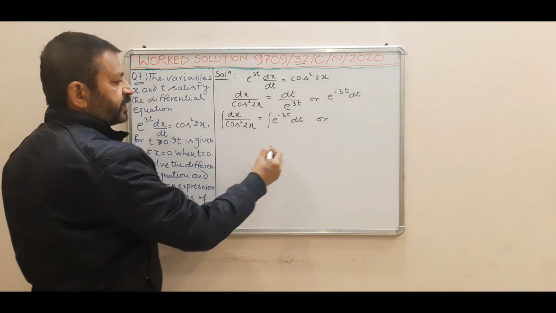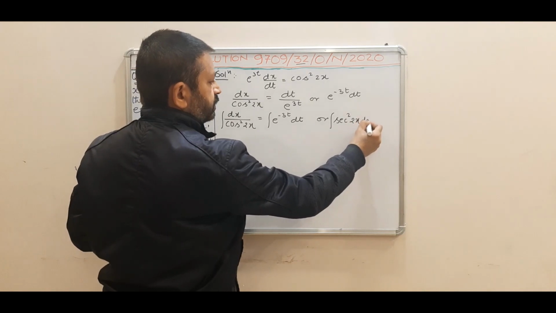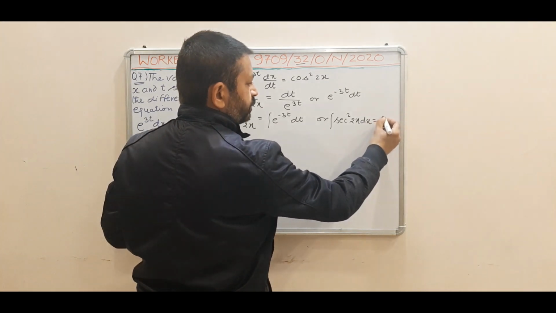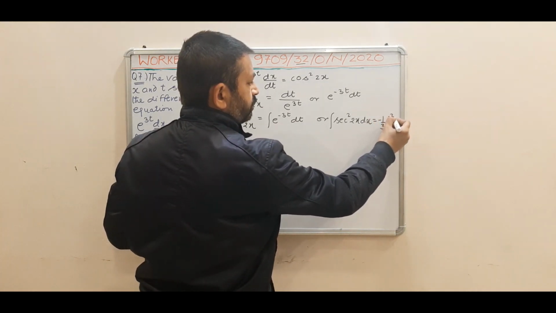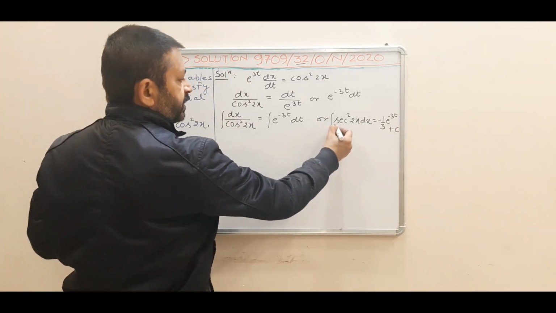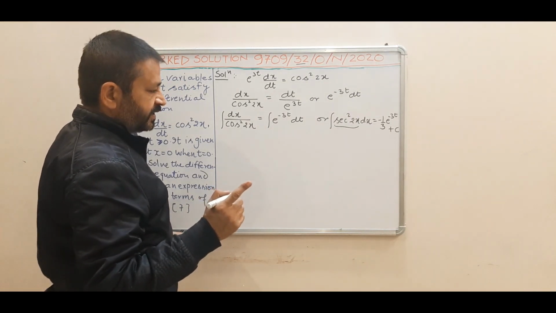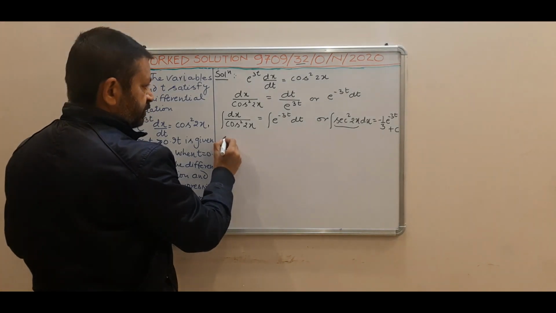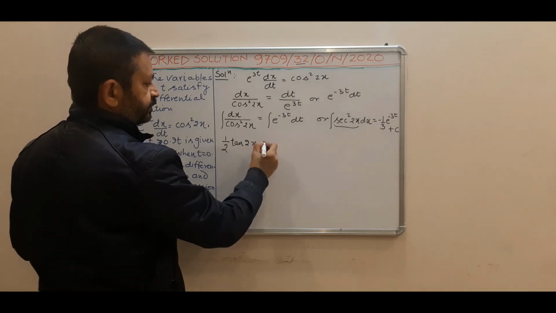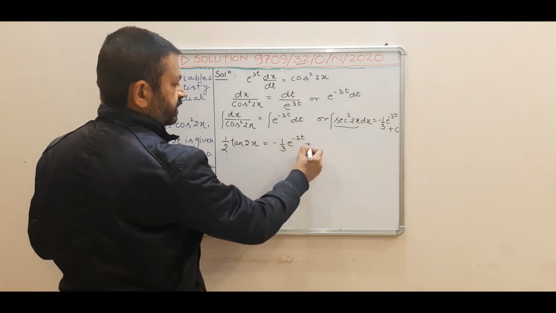1 upon cos square 2x can be written as sec square 2x. Integral of e raised to minus 3t will be minus 1 upon 3 e raised to minus 3t, plus constant of integration, that is c. Now integral of sec square 2x. Integral of sec square x is tan x and here it is 2x, so it will become 1 upon 2 tan 2x is equal to minus 1 upon 3 e raised to minus 3t plus c.